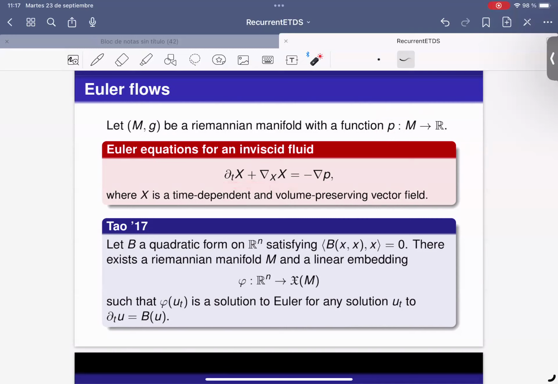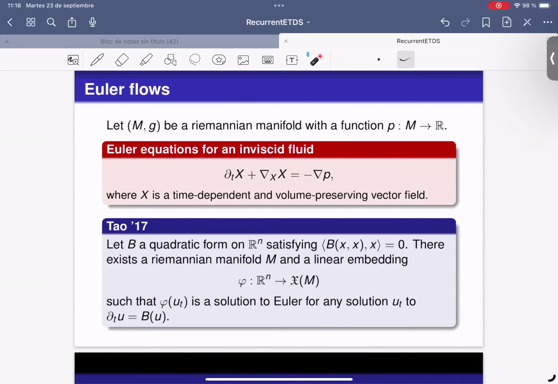And obviously these equations are very, very difficult. In particular, it is not known whether these equations have blow up or not. So it would be interesting to get some ideas about how difficult, how involved, the dynamics of these Euler equations are. And actually, Tao gave the very first step in this direction, proving that Euler flows are universal for quadratic ordinary differential equations.